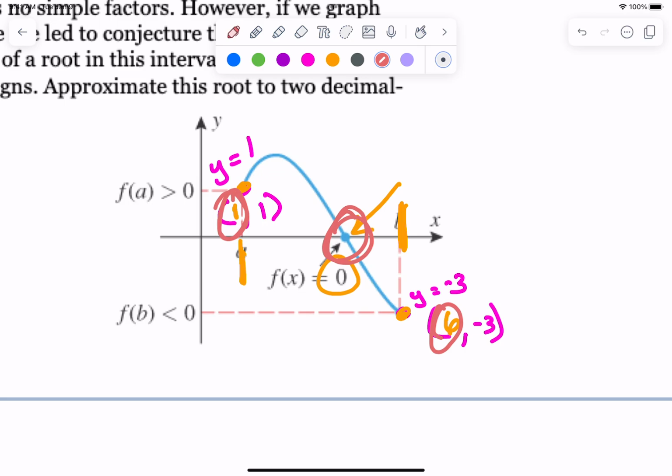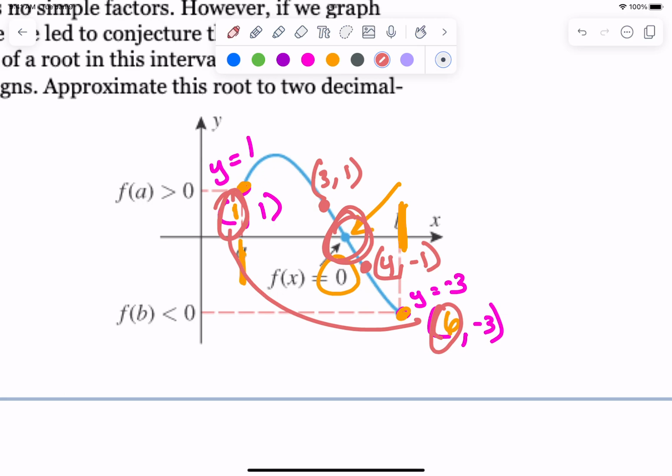So he's going to have a 0, or he's going to cross the x-axis somewhere between 1 and 6. And then I can keep pinching that in. I can say, okay, let's come over here to where it's at like 3, 1, and let's go over here to where it's like at 4, -1, right? I've pinched it in even further.